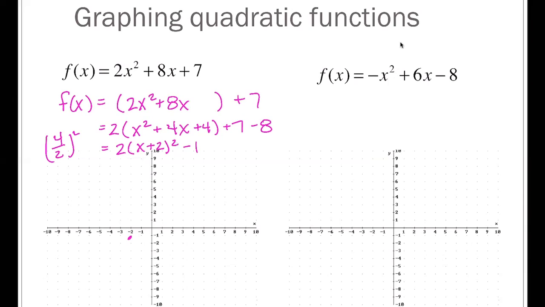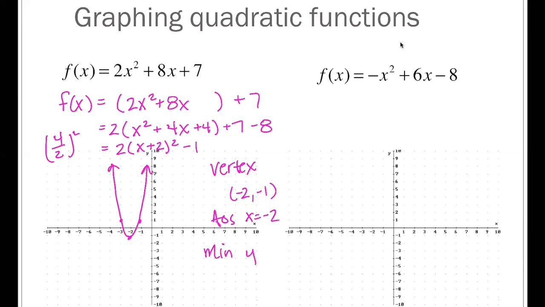So you can plug in numbers if you want to get some other points. You need at least 3 points to be able to graph the quadratic. You can also use your calculator to help you find some other points by plugging it in. Now, it may ask you what the vertex is. The vertex here would be -2, -1. Our axis of symmetry would be x equals -2. We would have a minimum value of y equals -1. So it just depends on what the question is asking for.